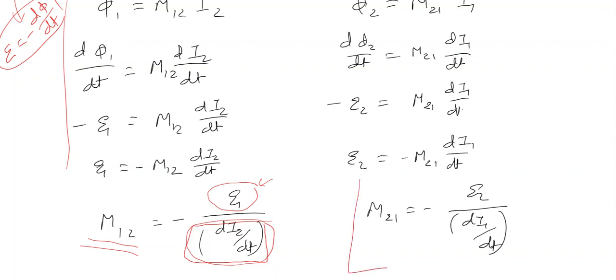Let me define once again. M21. What is M21? Mutual inductance of 2 due to 1 is induced EMF in second coil per unit rate of change in current in coil 1.